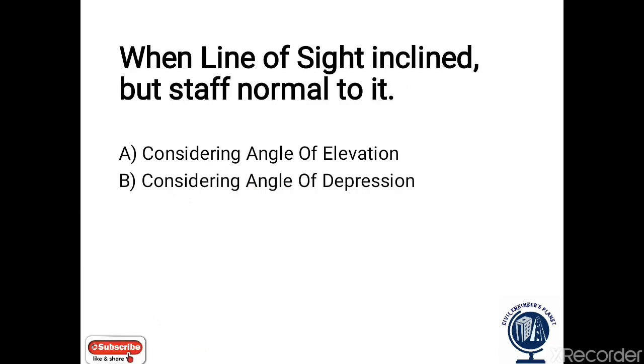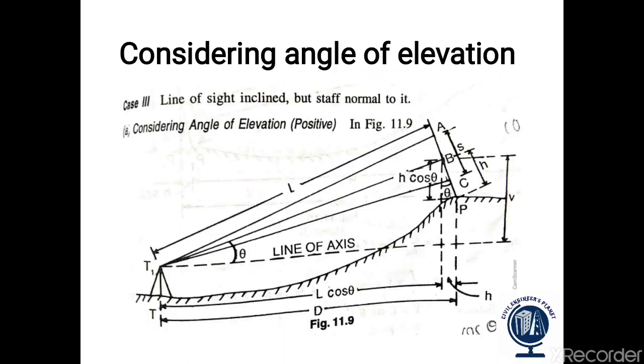Now we will see when the line of sight is inclined but the staff is normal to it. So I will explain this. Here you can see this is a line of sight which is inclined. This is central and the staff is normal to it. This is normal to the line of sight. So first we will see when we consider angle of elevation.